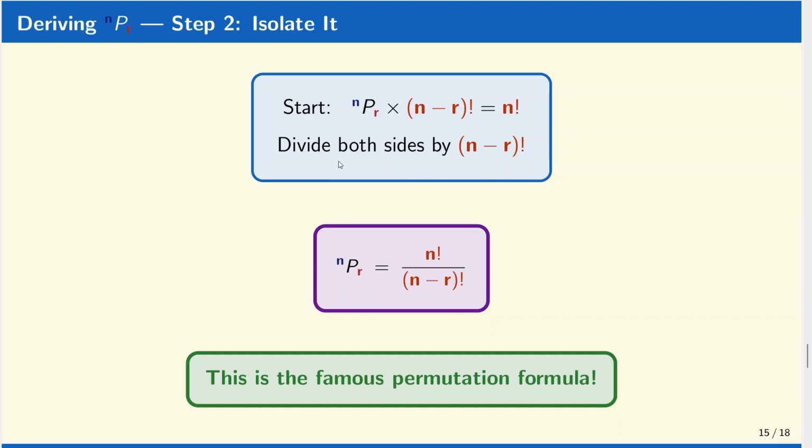Using basic algebra, we can divide both sides of this equation by the term n minus r factorial. When we do that, we get the beautiful result shown in the purple box in the middle of the screen. nPr is equal to n factorial divided by, in parentheses, n minus r factorial. As the green box at the bottom proudly states, this is the famous permutation formula.